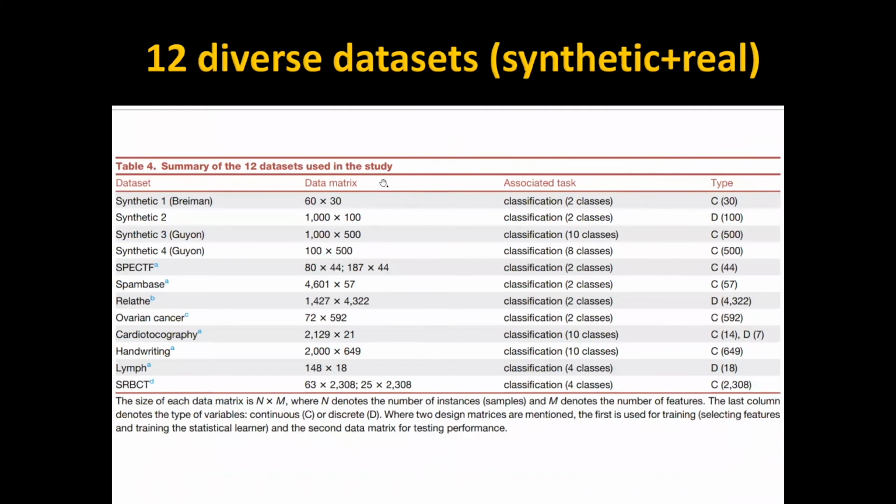So in my paper, I've used 12 data sets. I've used classical synthetic data sets by some of the top people in this field. As you can see, they're all in classification mode because some of the competing algorithms I've used only operate in classification. My algorithm works both in classification and regression.